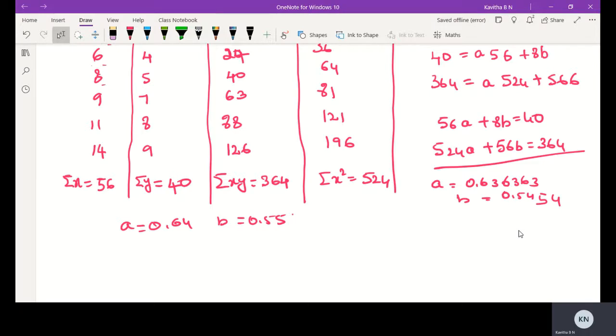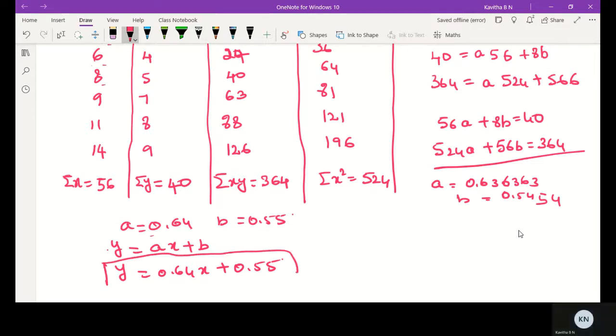Okay, then take the straight line equation, y is equal to ax plus b. Y is equal to the a value 0.64x and the b value here 0.55. Okay, this is the required answer.